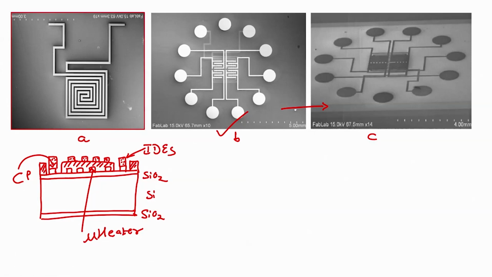So, what is the next step? The next step is to spin coat a material, which is PEDOT:PSS. I will spin coat PEDOT:PSS on the entire wafer. What is PEDOT:PSS? PEDOT:PSS is a conducting polymer and it can also act as a piezoresistor.